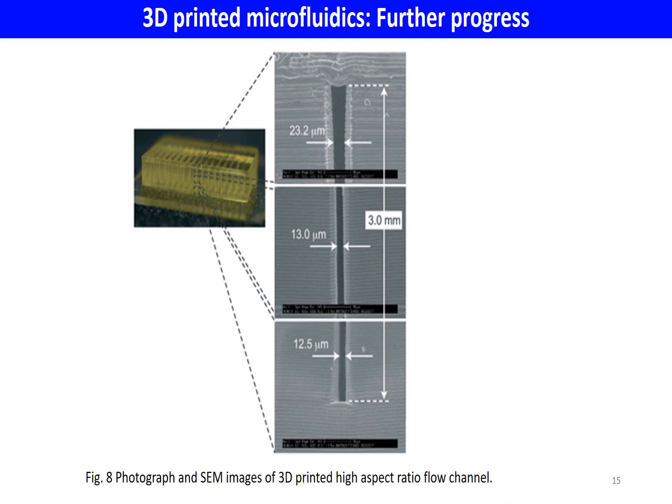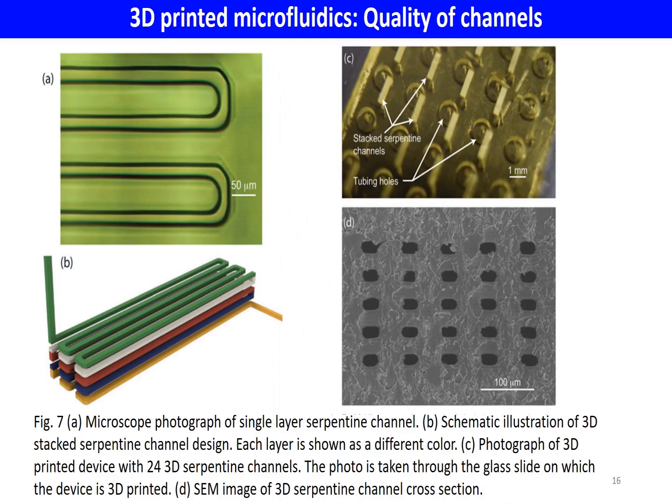And one can focus on the quality of the channels. You can see here, this channel is really, really nice. This is 500 micron. There are stacked serpentine structures and tubing holes, as you can see here. And this is a microchannel going back and forth, just like the serpentine structure that I showed before. And these are SEM images of the serpentine channel cross section.